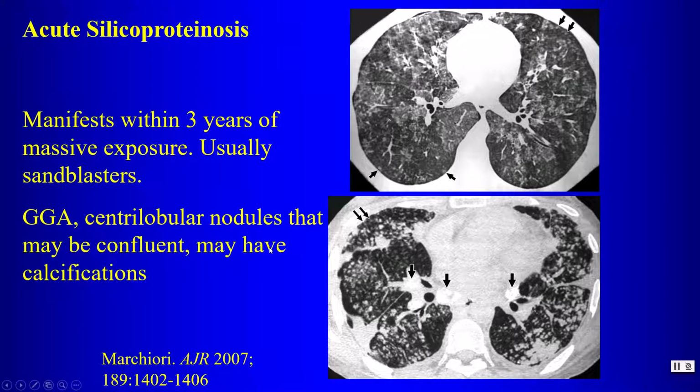Now, acute silicoproteinosis can also result in accumulation of protein within the air spaces. This is usually secondary to massive exposure, commonly in sandblasters. These patients will have ground glass opacities as you see here, and they might also have a nodular pattern on the background of that.